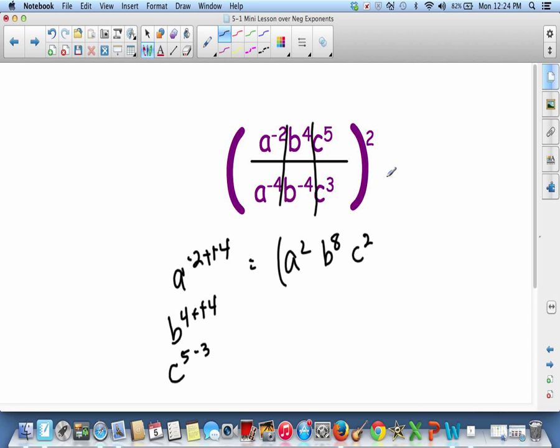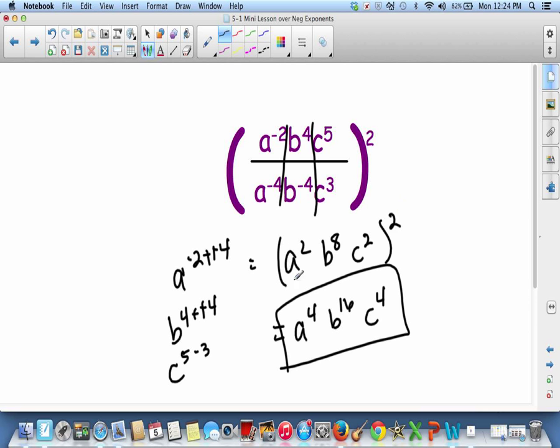Hey, what do you know? No negatives. Awesome. Now I'm going to go ahead and distribute. You could have distributed first and then simplified. I like to simplify first and then distribute. So our final answer is a to the 4th, b to the 16th, and c to the 4th. And that is our final answer.